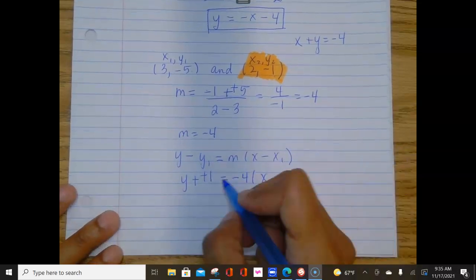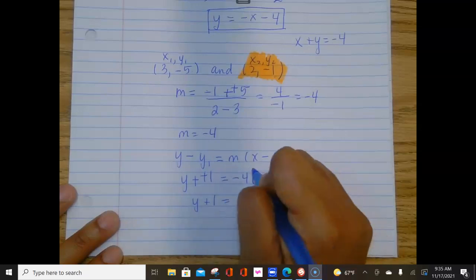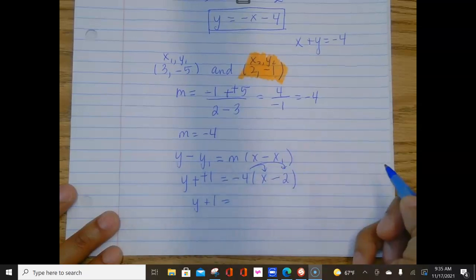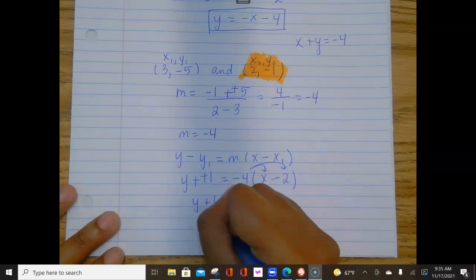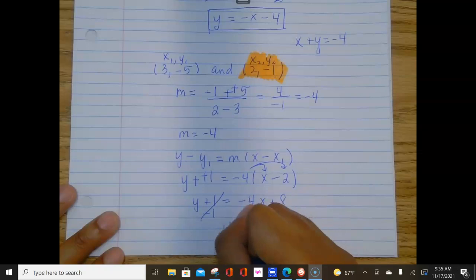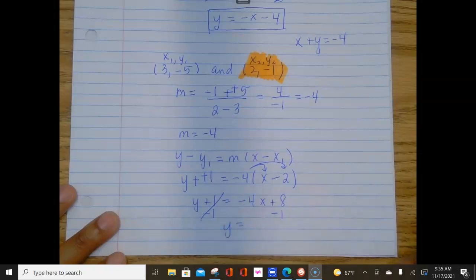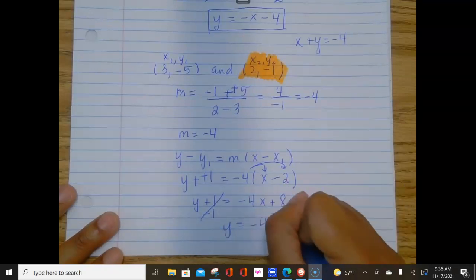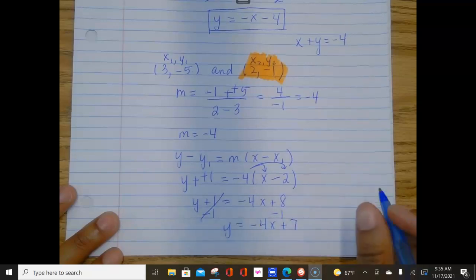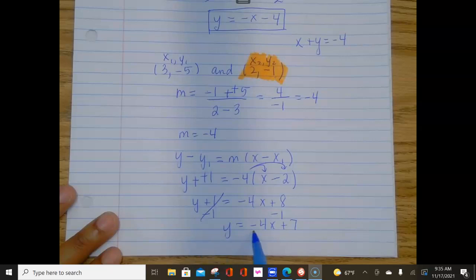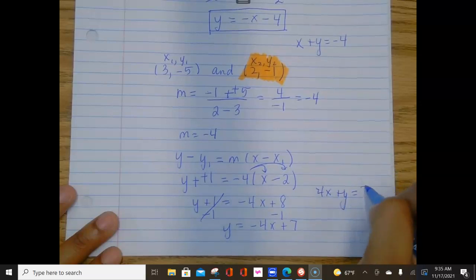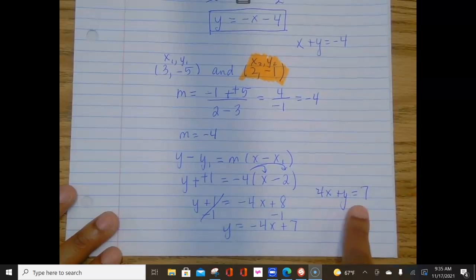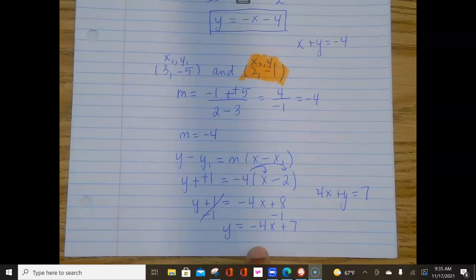Okay. So now we have y plus 1 is equal to, let's go ahead and distribute on the right. So this is negative 4x plus 8. And now I'm going to subtract 1. So the final answer in slope-intercept form is y equals negative 4x plus 7. Alright, and if you wanted it in standard form, move the x term over to the left side, change the sign, you would get 4x plus y equals 7. Okay, so this was in standard form, and this was in slope-intercept, and that's the end of the video.